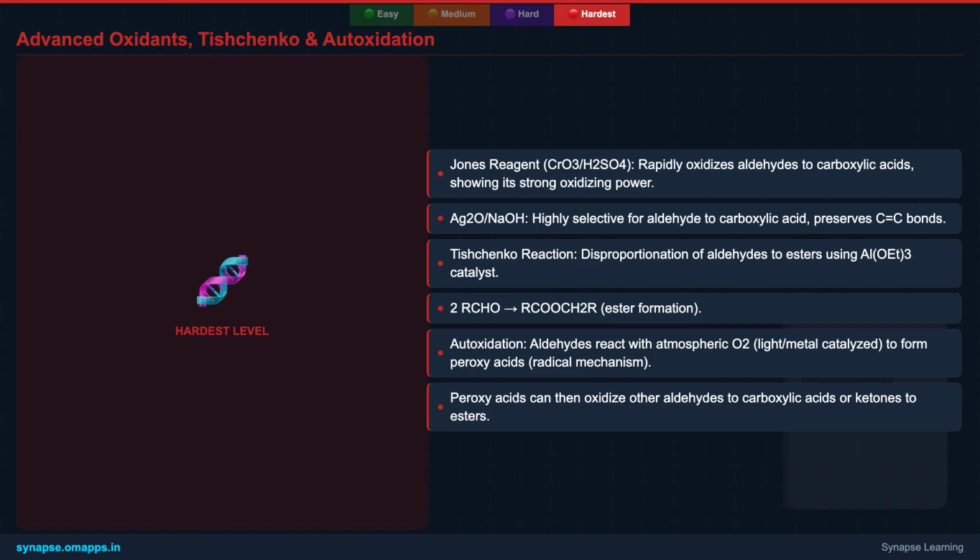Beyond controlled lab conditions, we also look at autooxidation, where aldehydes react with atmospheric oxygen via a radical mechanism to form peroxy acids, which can then further oxidize other molecules. This process is often responsible for the degradation of organic compounds over time, impacting their shelf life and properties.